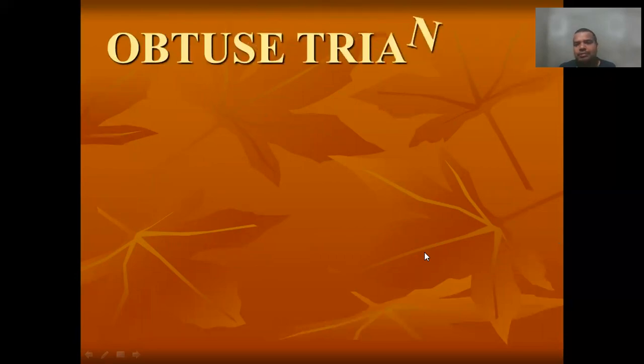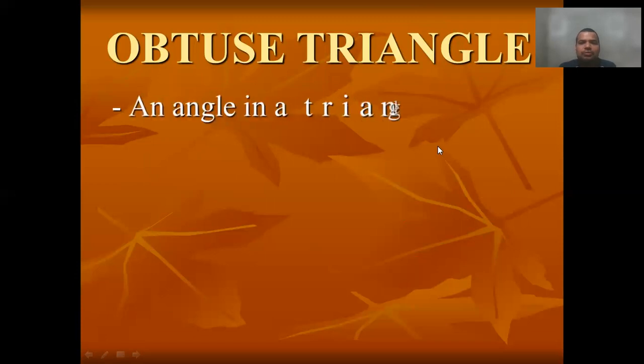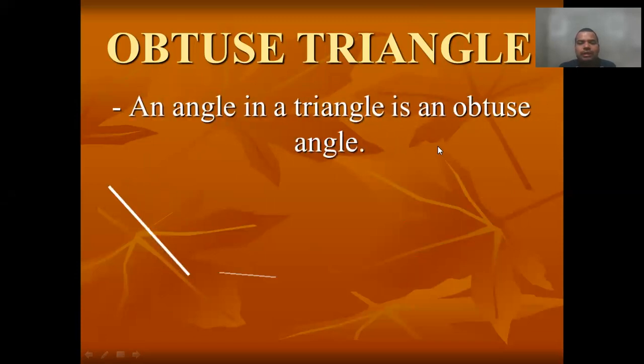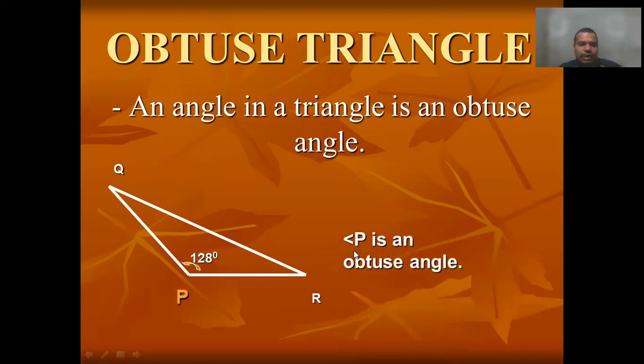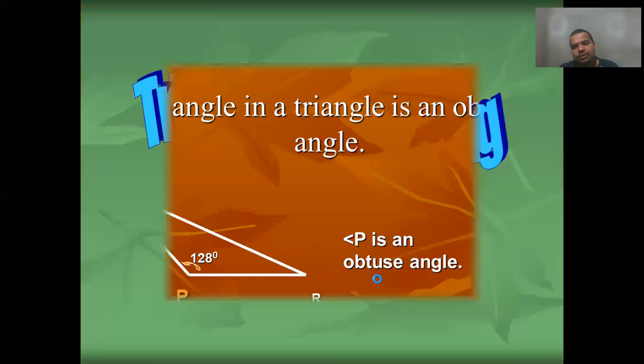Then coming on to the next classification, that is obtuse triangle. So what is an obtuse triangle? At least one angle in the triangle should be obtuse, and the others can be acute. What we can observe over here is that PQR is a triangle in which angle P is greater than 90 degrees, that is 128 degrees, and it is an obtuse angle. So it forms an obtuse angle triangle.